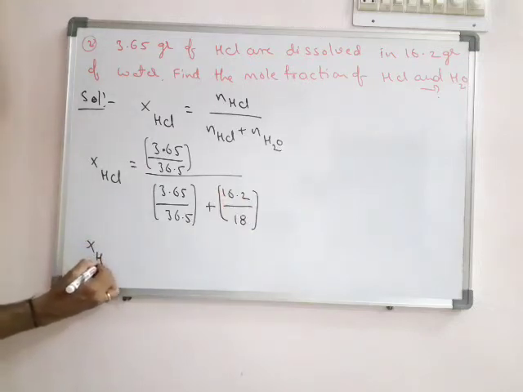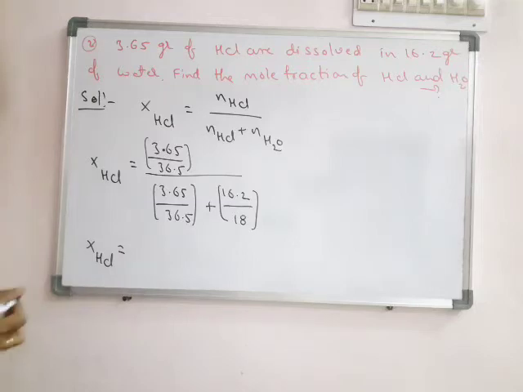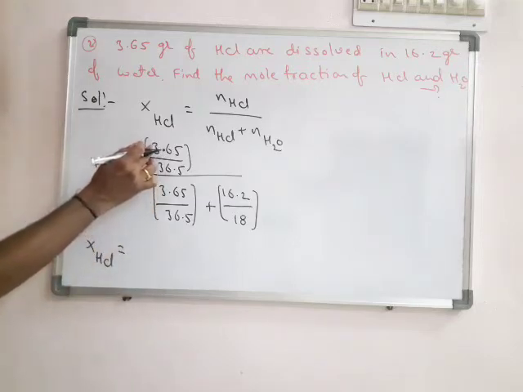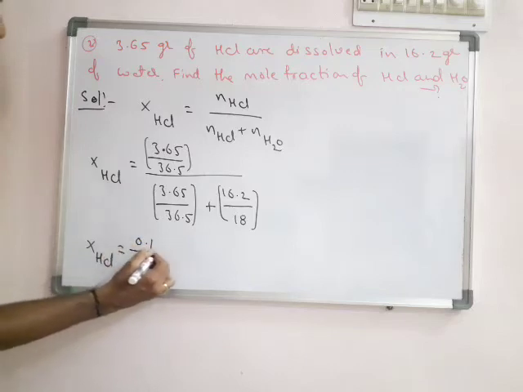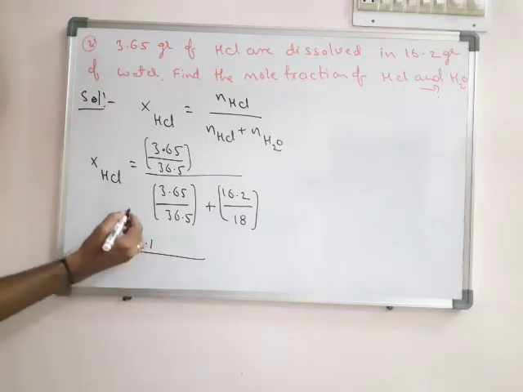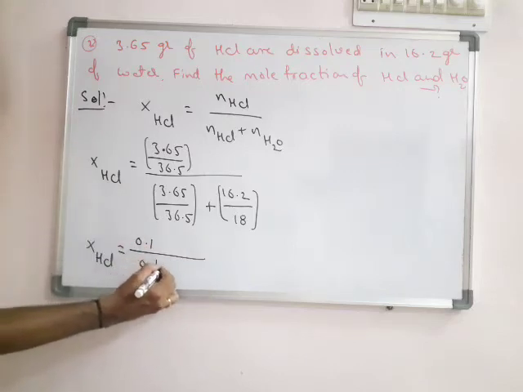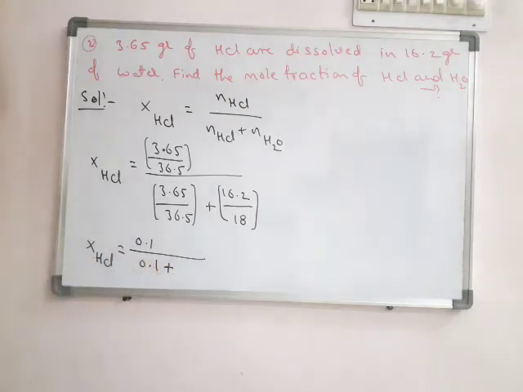So the mole fraction of HCl equals, here we get how much? 3.65 by 36.5, so 1 by 10 means I get 0.1. So 0.1 plus 16.2 by 18 means we will get 0.1 by approximately 1, so 0.1. Approximately 0.9 for water, I think.